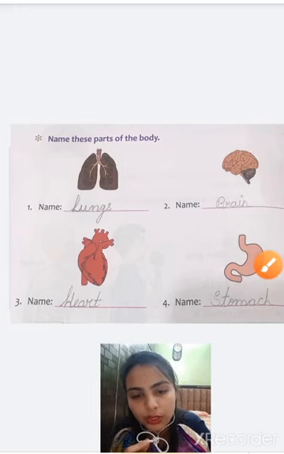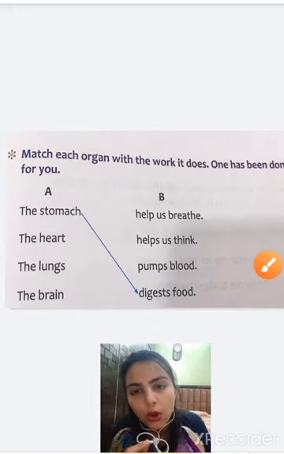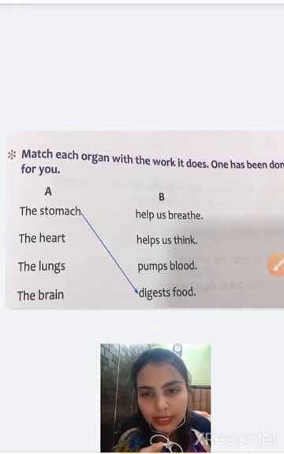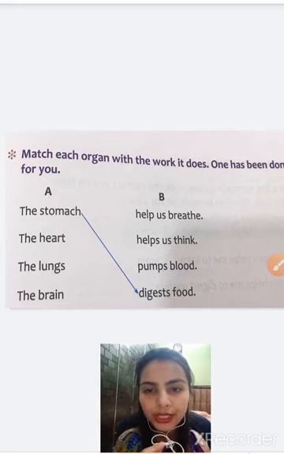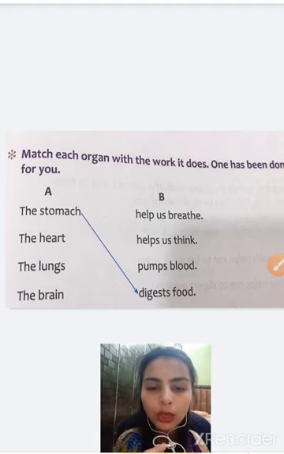Now come to the next question. See here on the next page, there is a matching. Match each organ with the work it does. One has been done for you. What you have to do in this matching is match each organ with the work it performs.